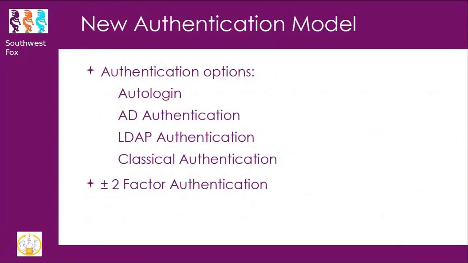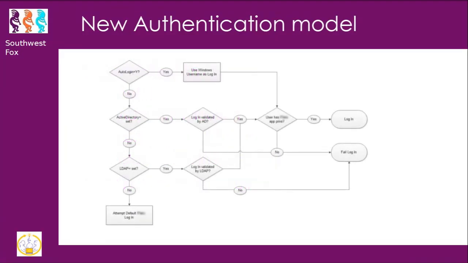So we've talked about the various options that are available. You've got the auto login, the AD, LDAP, classical, and then plus or minus two-factor authentication. And here's just a little picture. So the model that I would recommend is you've got settings, and if the auto log setting is yes, it harvests the Windows username, and as long as that user's got application privileges, they've logged in. If that's not set and the Active Directory setting is set, then up comes the login dialog, and instead of validating against the user table, you perform the AD integration we're about to look at, and if that passes, they're logged in. If the Active Directory setting's not there, LDAP, same deal, you get the picture. If none of those settings are there, then it carries on as it always did.